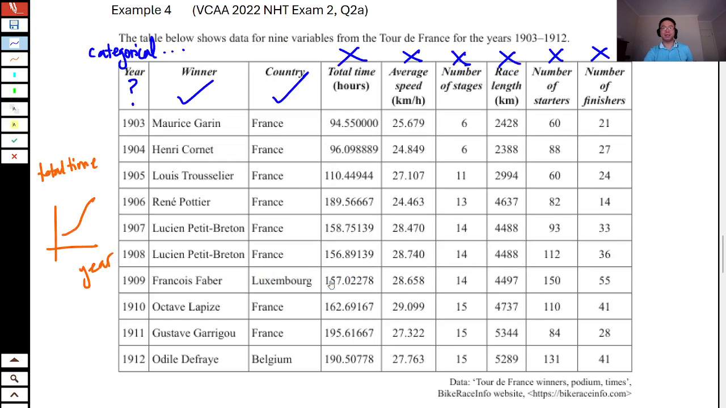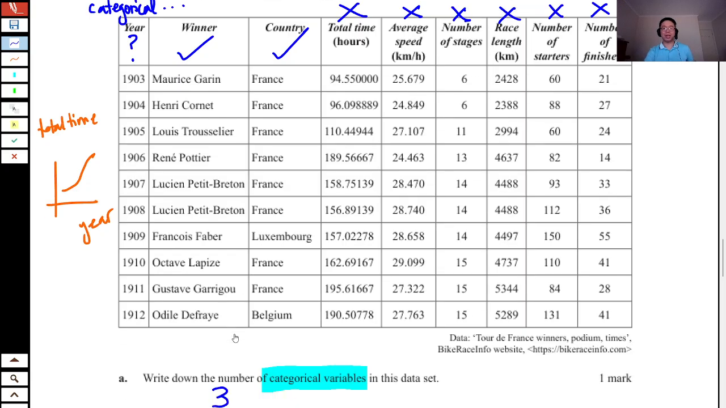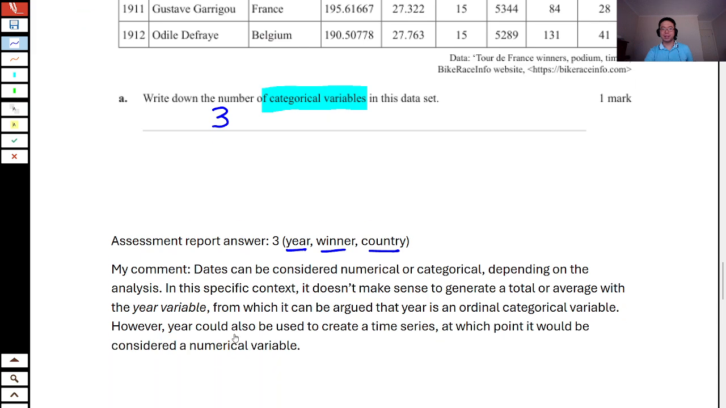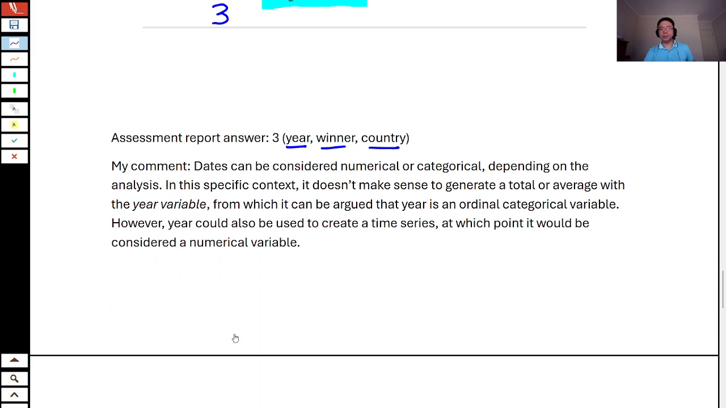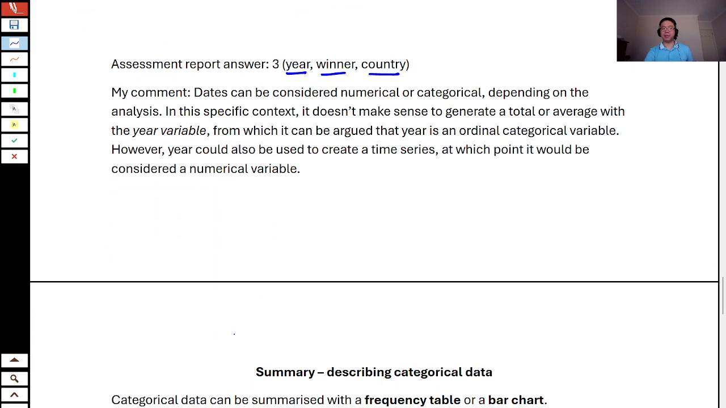I think without any further prompting, if you ask me if year is a numerical variable, I'd say yes, because you can do a time series with it. So just be aware of that issue in case it comes up on the exam at the end of the year.